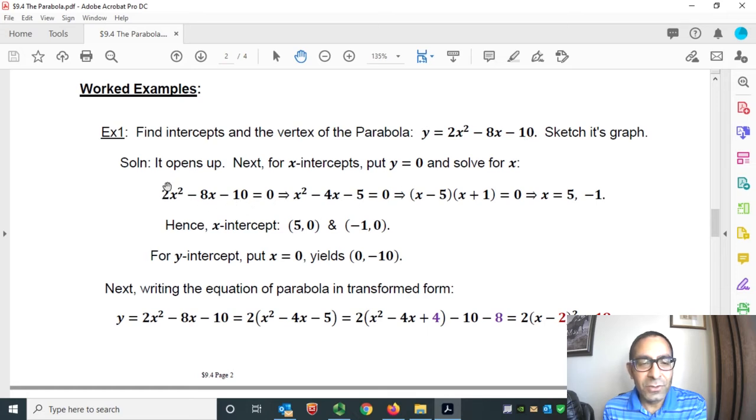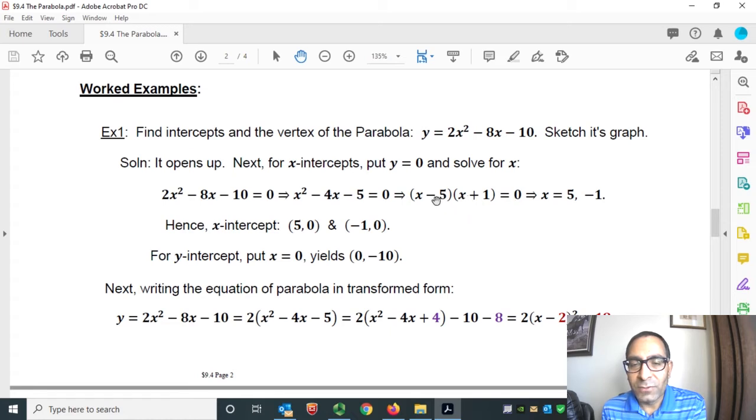Since this is a quadratic equation in x, we can factor it. First factor the 2 out. Then we have x squared minus 4x minus 5 equals 0. And we can factor x squared minus 4x minus 5. This equals (x minus 5) times (x plus 1), which equals 0.